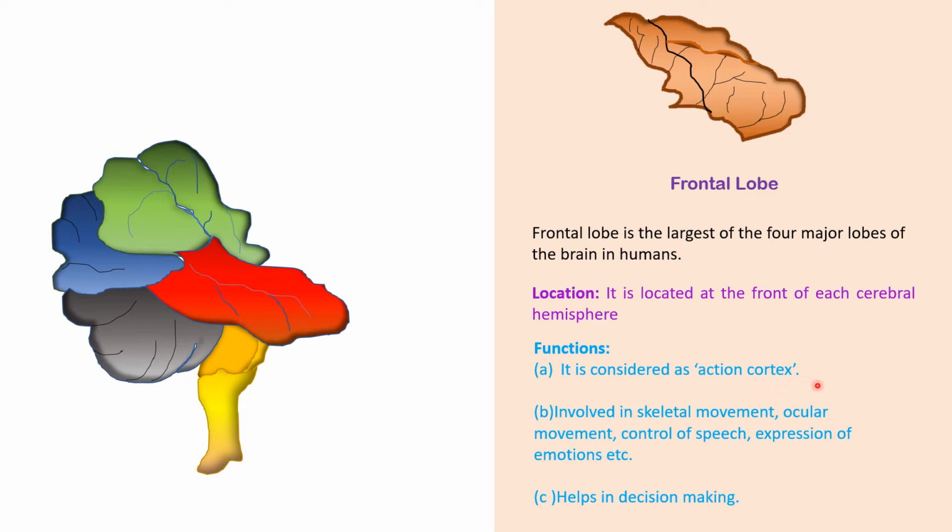It is considered the action cortex, meaning whatever actions we do in our daily life, the physiological actions and all other actions, are controlled by the frontal lobe of the human brain. It is involved in skeletal movement, ocular movement, control of speech, expression of emotions, etc. So from this we can identify that it is involved not only with physical movement but also with mental action.